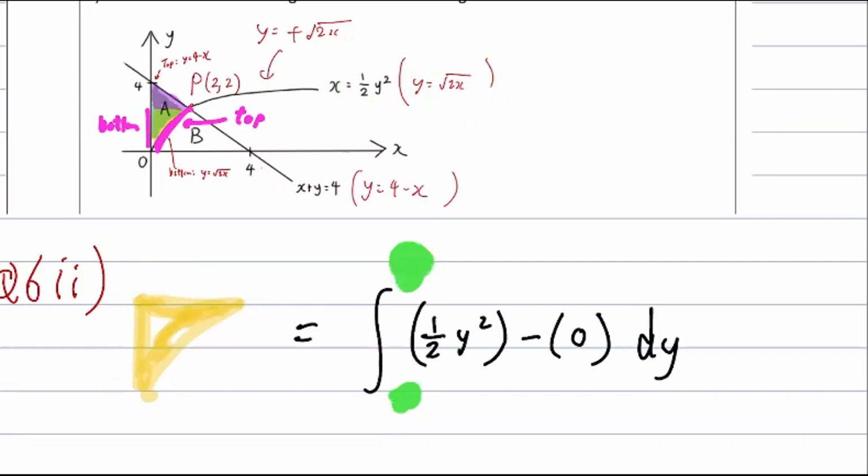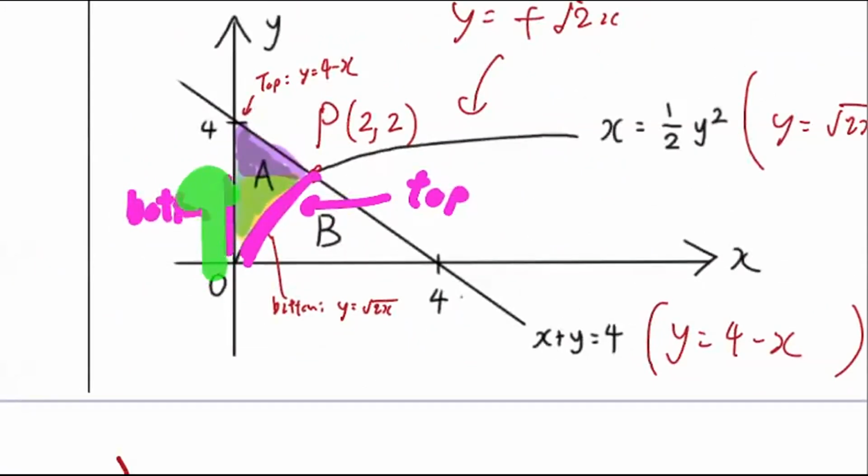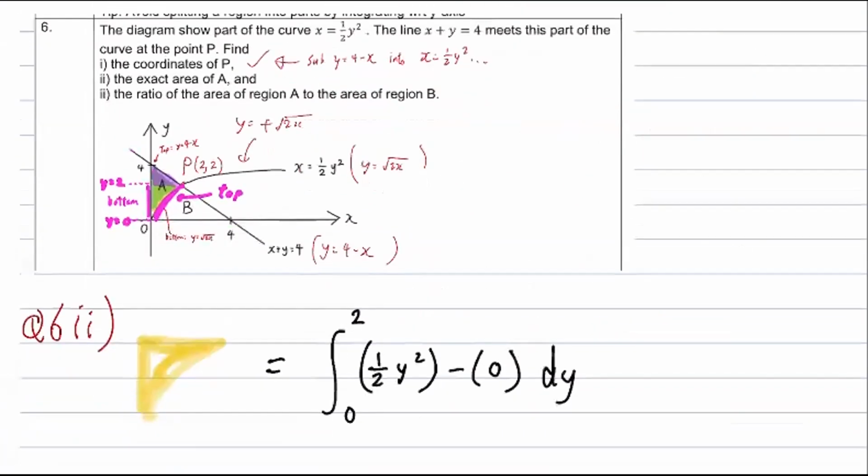So what's the lower and upper limit? It's 0 to 2. Yes, correct. But take note over here, the reason why it's 2 is because you're looking at the y coordinate 2, not the x coordinate. Okay, that's the first region.